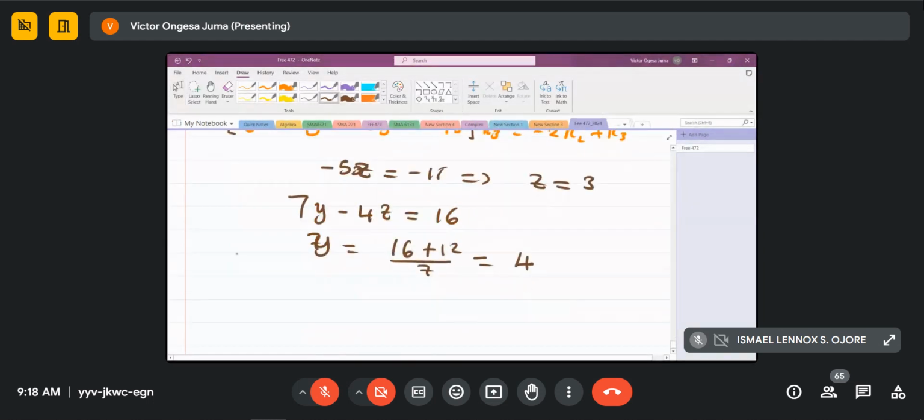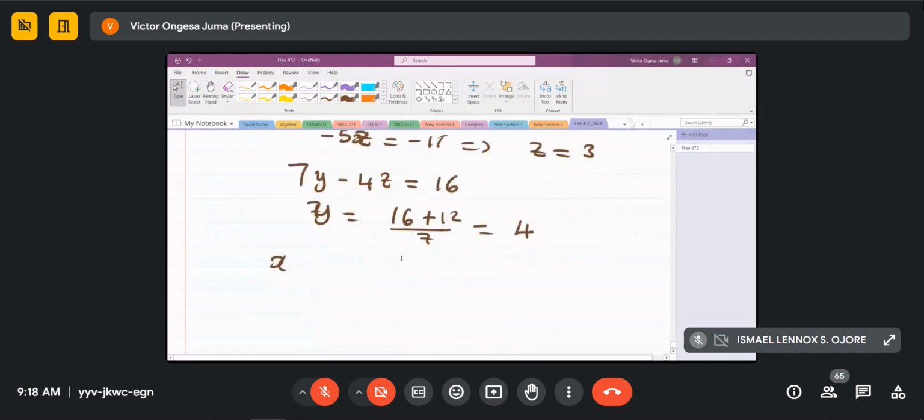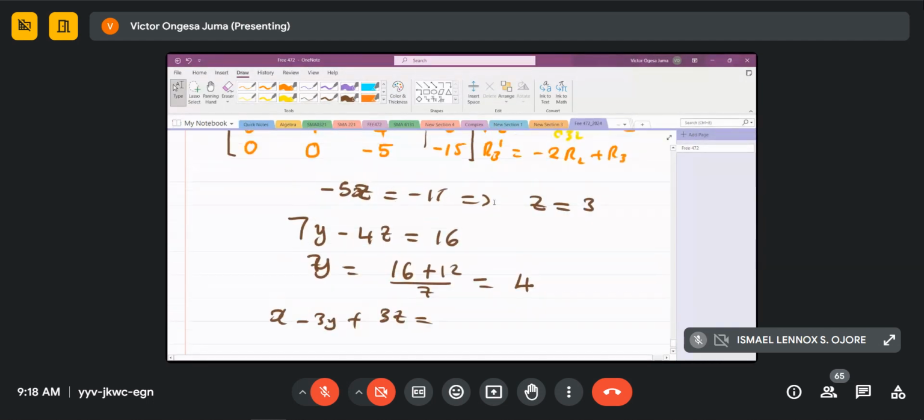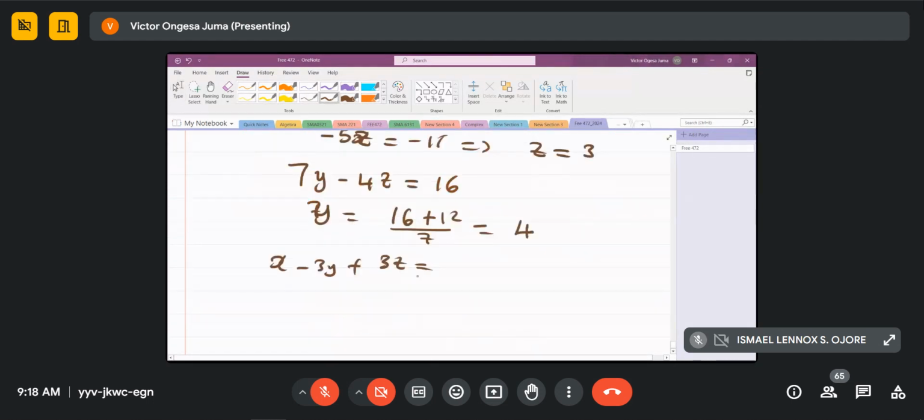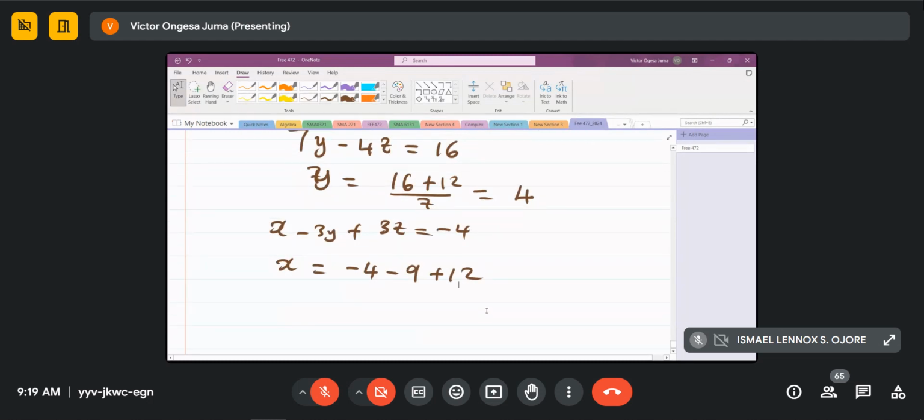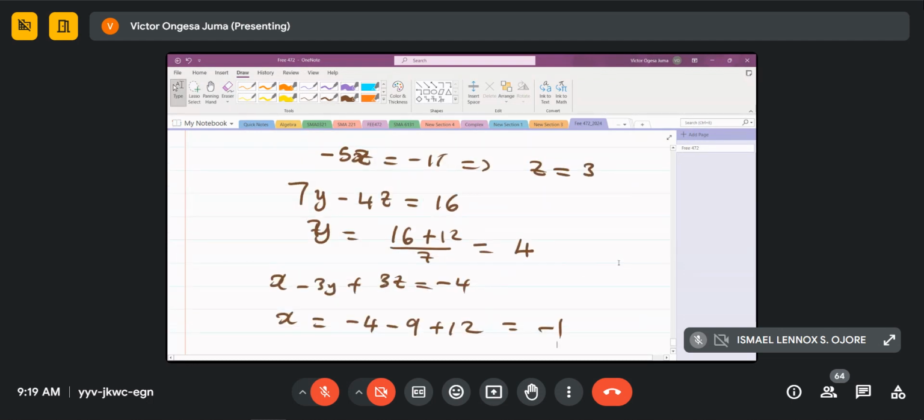And then lastly, x minus 3y plus 3z is the same as -4. That means x is the same as -4, plus 3y, which is 12, minus 3z, which is 9. And then we get what? That's -1. So hopefully we didn't make a mistake.